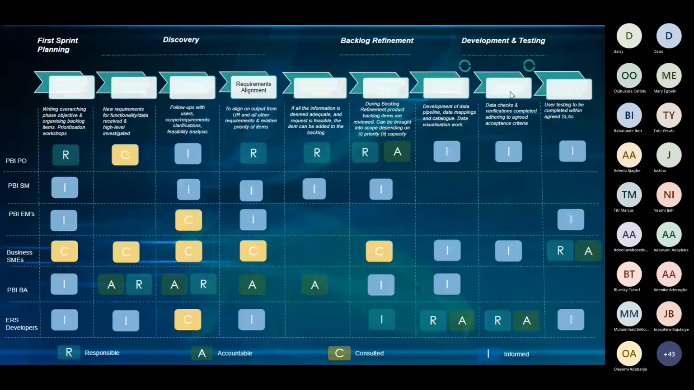UAT, I have UAT here right at the end as well. Who's responsible, who is accountable, who needs to be kept informed, who needs to be consulted. Apologies, I'm not sure why some of those texts are showing in white rather than black.